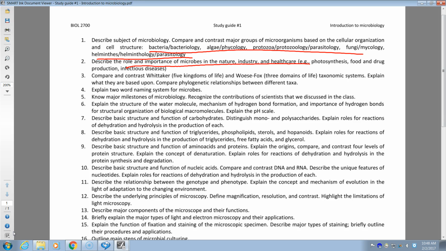Classification. Know 5 kingdoms. Can anyone tell me the 5 kingdoms of life? Animals. Say again, animals? Fungi? Plants? Protists and Monera. Yes. Protists, Monera, fungi, plants, animals.